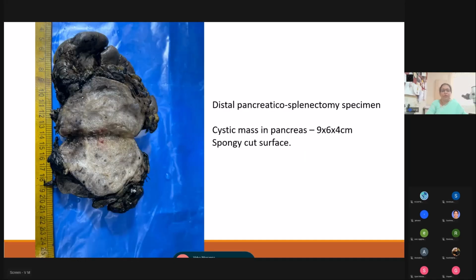Now, after this diagnosis, we received a distal pancreaticosplenectomy specimen. And as you can see here, this is the spleen. This is part of the distal pancreas, and this is the lesion. And as you're seeing here, it is microcystic. You can see that it's got a slightly spongy cut surface.